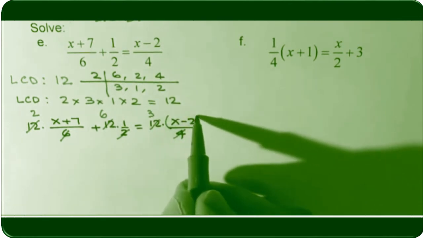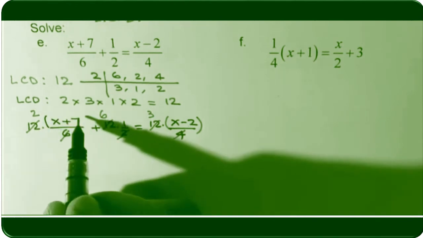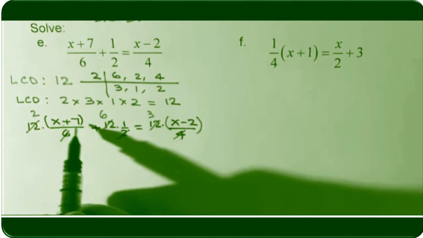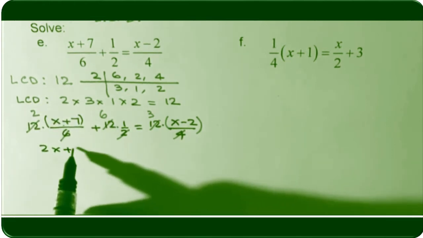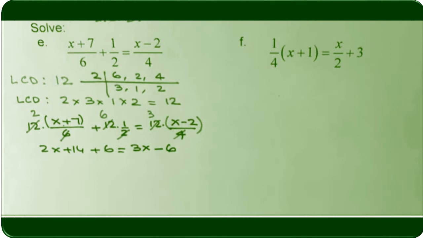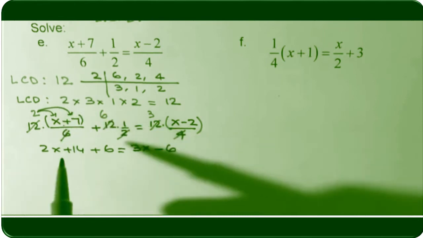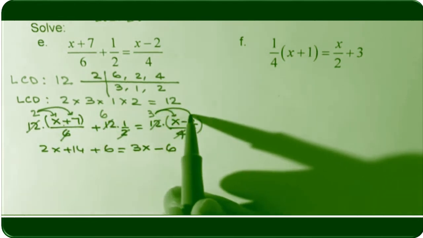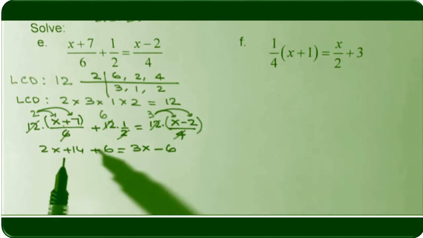Now this 3 should be multiplied to both terms. Remember this part, right? Otherwise you will get a wrong answer. Same here: 2 has to be multiplied with both x and 7. So when you open the brackets, you get 2x plus 14 plus 6 equals 3x minus 6. I hope this step is clear. We are multiplying with both the numbers, applying the distributive property.